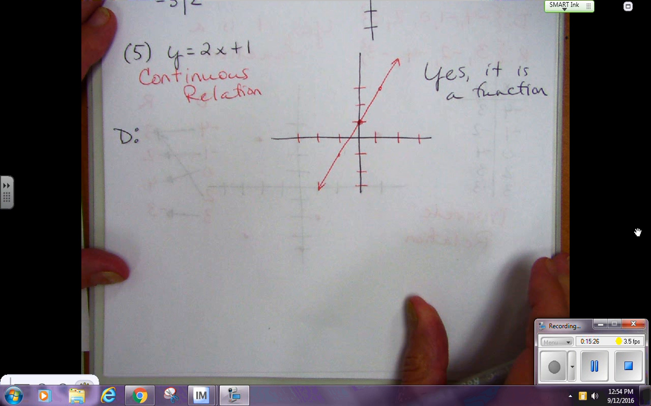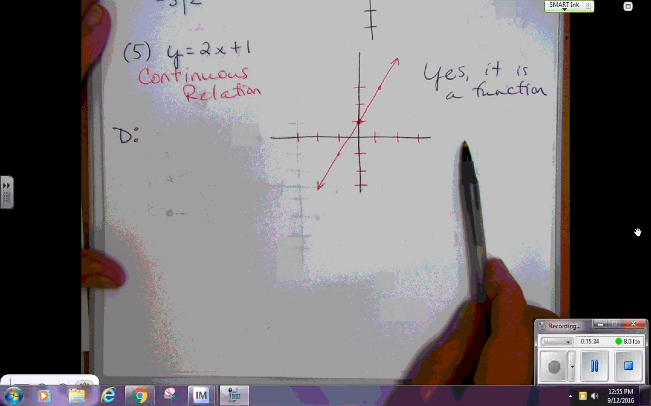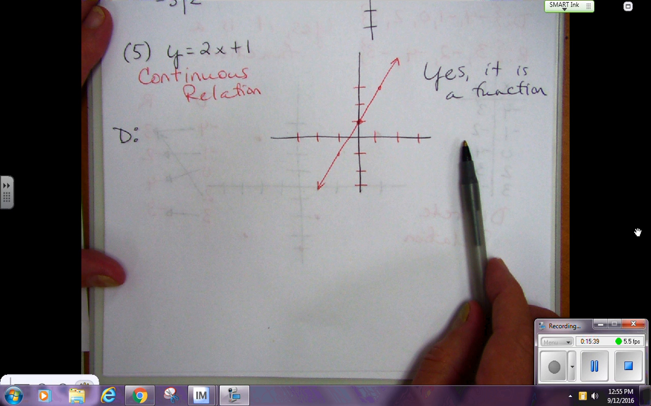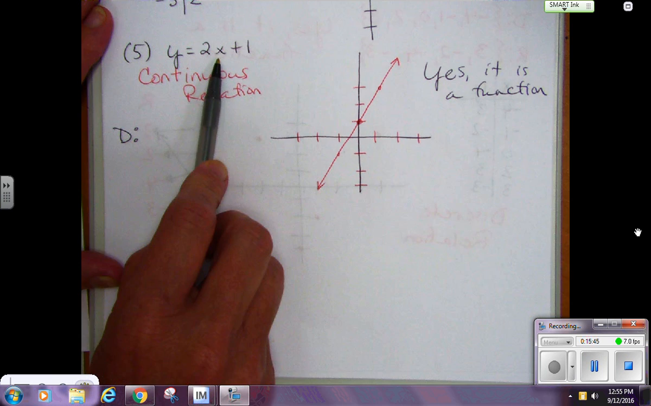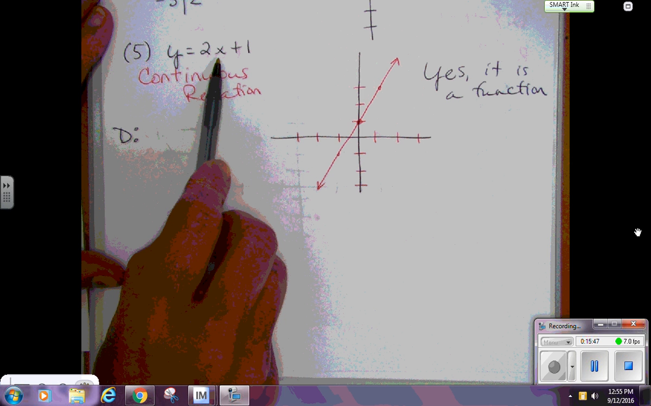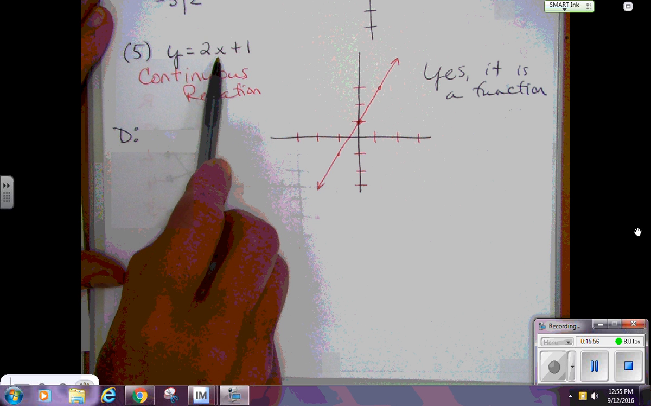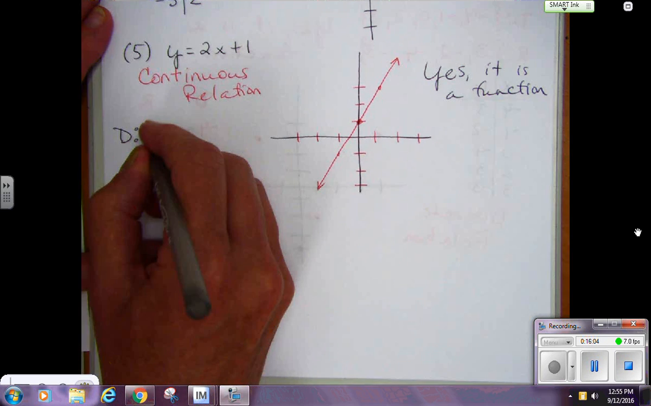So we have to think about any restrictions on the x. Is there anything that x can't be? Can I put any value in for that x that I want to, or is there something that I cannot use? Is there a restriction? No. I can use any number I want for x. I can put 1,000,000 in there for x, and it would still be fine. So my domain is all real numbers. And I just use a double bar on the R. It's a little shorthand for all real numbers.